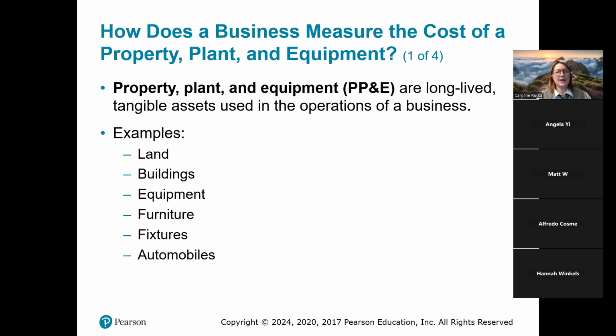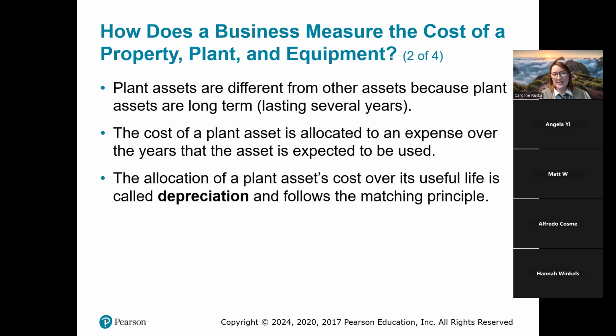So when we're talking about property, plant, and equipment, we're talking about something that's not going to be used up over the course of a year. Some examples of this are land, buildings, equipment, vehicles, furniture, things like that. They do tend to last several years, and they tend to be a rather high cost, right?